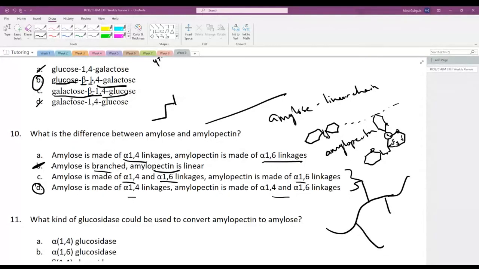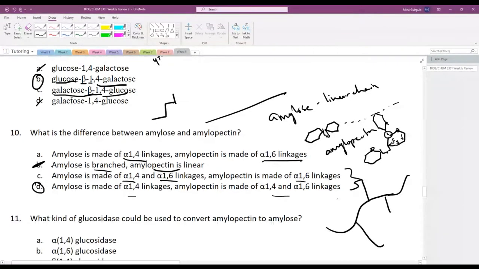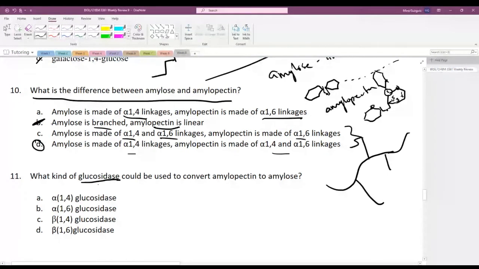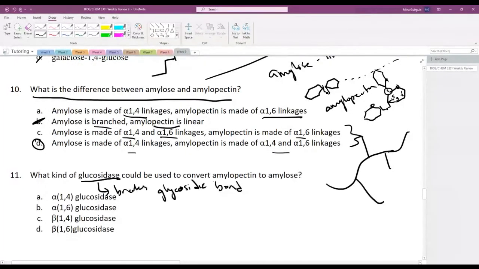I know it's really kind of unintuitive. I just want to make sure. Okay. So unfortunately, most of your professors will never ask a question like this because it's too simple. Instead, they'll ask the very next question. What kind of glucosidase could be used to convert amylopectin to amylose? So, fun fact, they're asking the same thing. Okay? The glucosidase is exactly what you'd expect it to be. It breaks a glycosidic bond. Glycosidic bond. Okay?